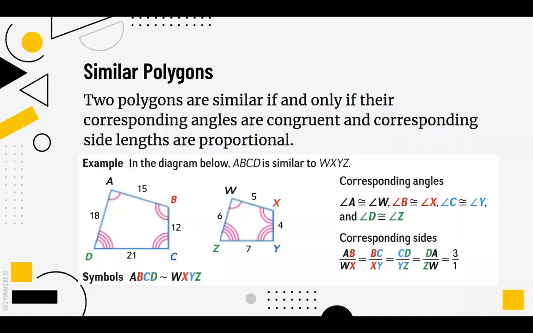All right, so now we're talking about similar polygons. Hold on.